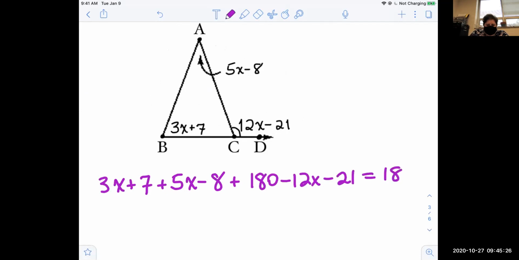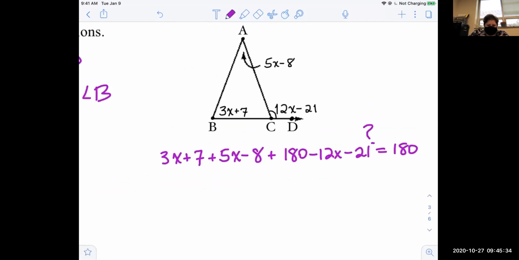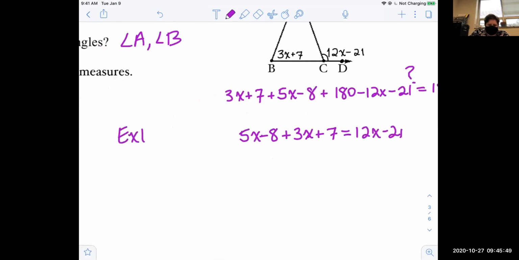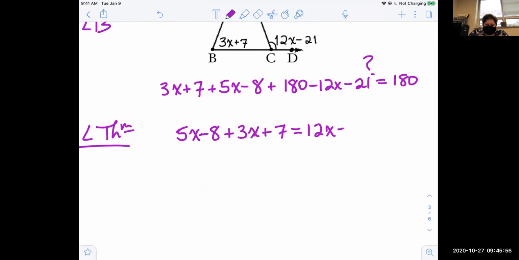Okay, so let's pause on that for a minute and go back to Emma. What did you say the equation should be, according to what you were going to say? Okay, what equation or what theorem is that? Okay, the exterior angle theorem says that the sum of the remote interiors is equal to the exterior angle measure. So we'd have 8x minus 1 equals 12x minus 21.